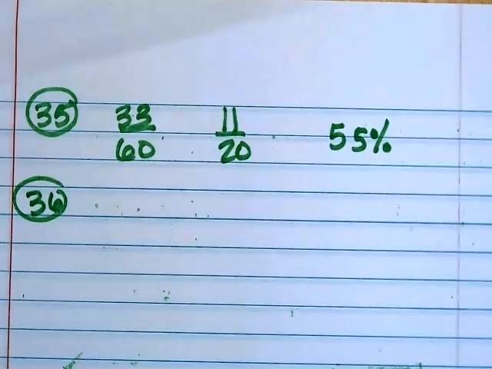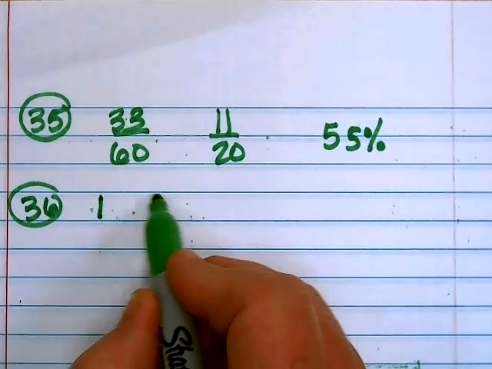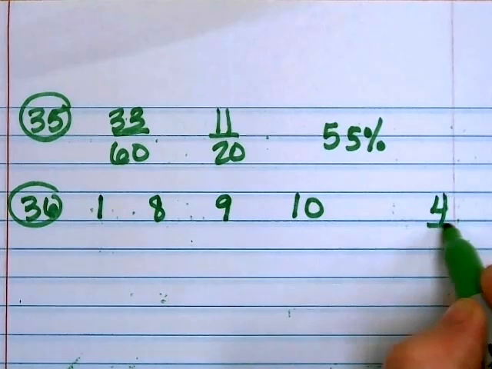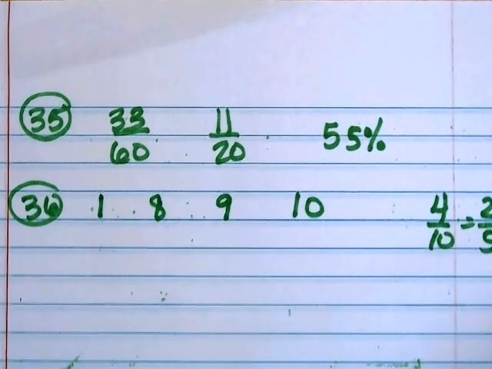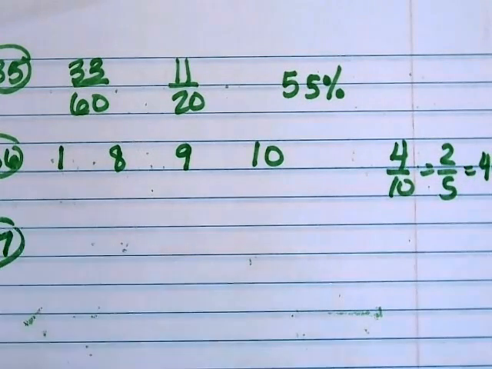36. A spinner is numbered from 1 through 10, with each number equally likely to occur. What is the probability of obtaining a number less than 2 or greater than 7 in a single spin? How many numbers are less than 2? Just the one. How many are greater than 7? 8, 9, 10. So how many numbers would be in my favorable outcome? 4 out of 10, or 2 out of 5, or 40%.